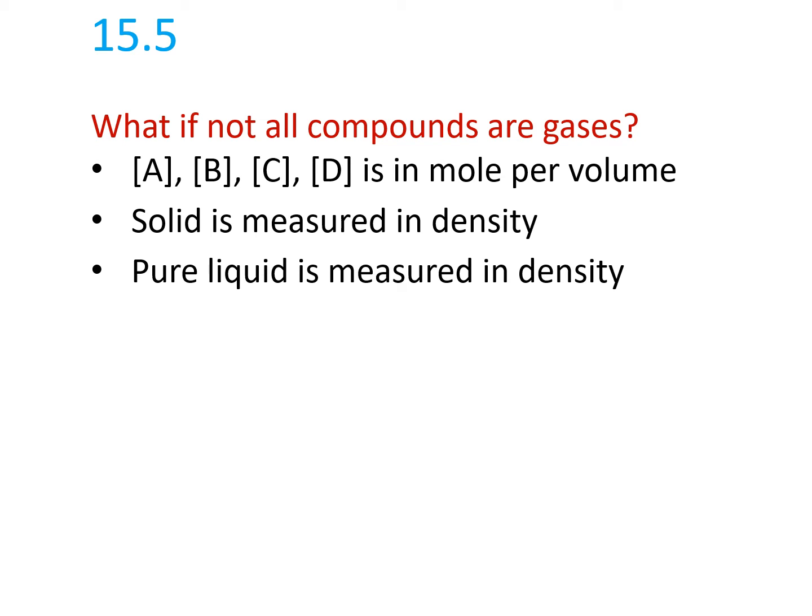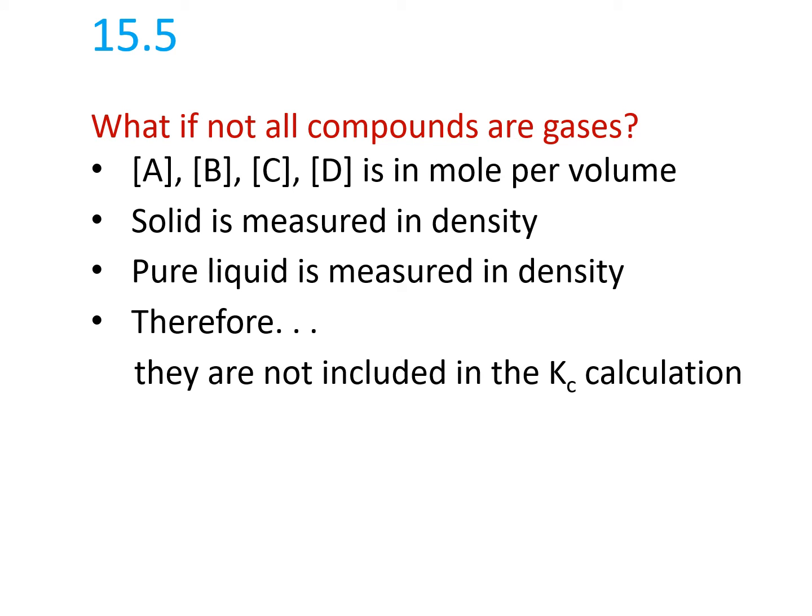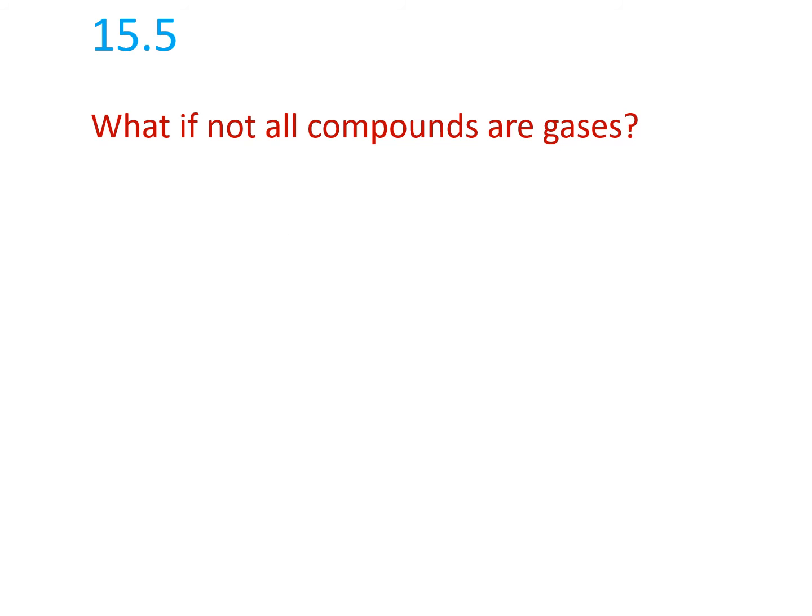So when you have an equation where one of your compounds, whether it's a reactant or a product, is a solid or a pure liquid, you would not include those in your equilibrium constant calculation. So let's take a look at what that would end up being.